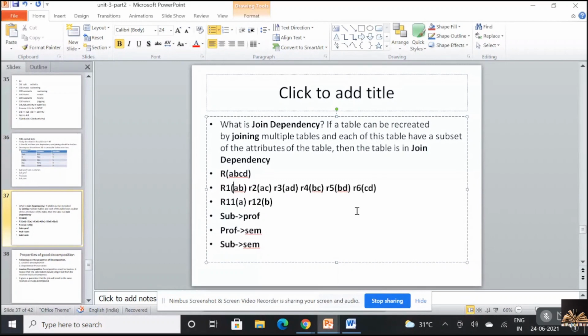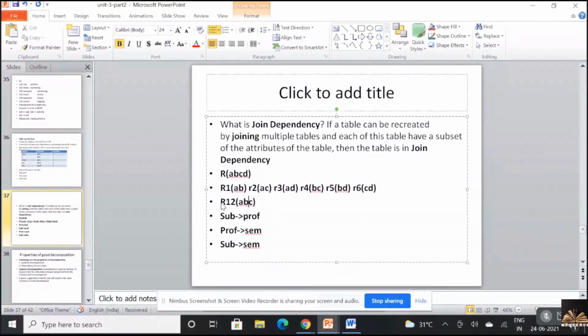So what would be the result of R1 and R2? I can directly say that here R12 is the join table. I'll be having A, B, C, wherein A is the common thing. So what I mean by join dependency is, if I have a table, I cannot further break it into pieces. If a table can be recreated by joining multiple tables, and each of these tables has a subset of attributes of the table, then the table is in join dependency.